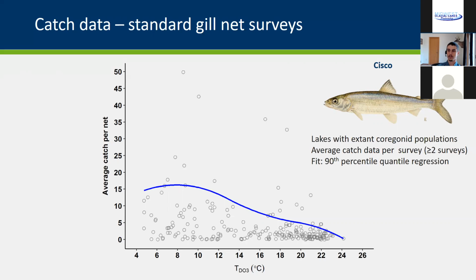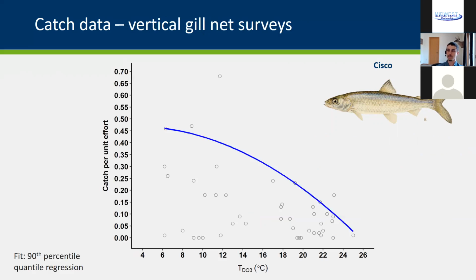But if we look at the relationship between the average catch per net and this TDO3 metric, there is a negative relationship, which you would expect. Although there's a lot of scatter in this, and you have lakes that have low TDO3 that have low catch numbers, there is in general, particularly when you fit this with a 90th percentile quantile regression, a negative relationship with this average catch per net metric, indicating that maybe we can use some of this information in setting standards so that we can give some credit for these lakes that have a high abundance as measured through these standard gill net surveys.